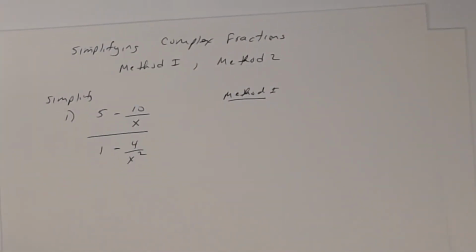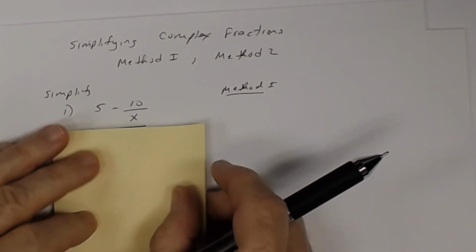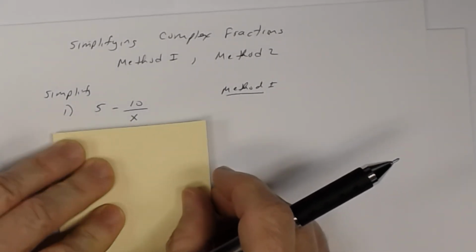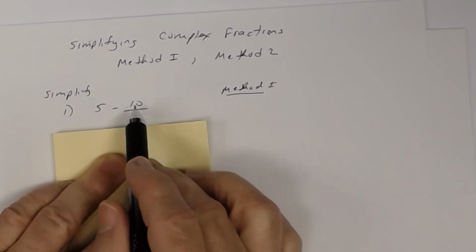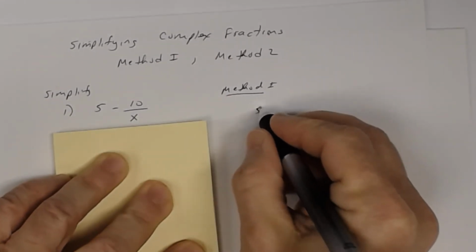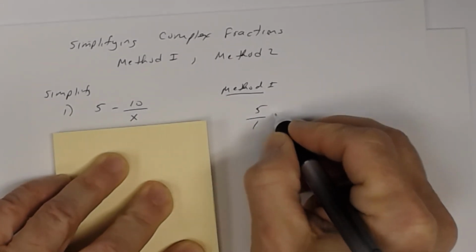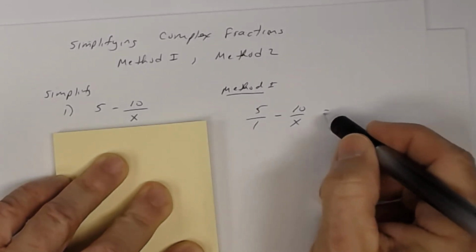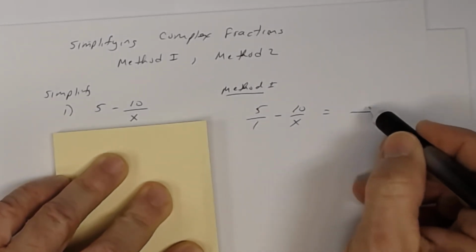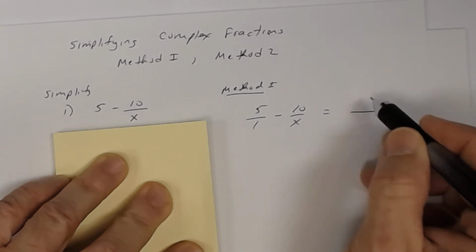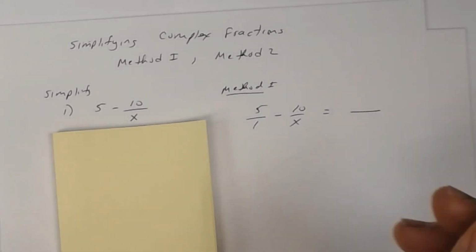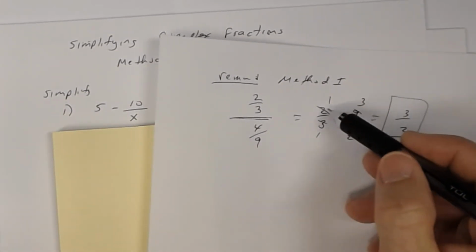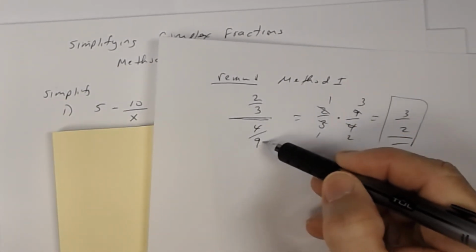Method 1 is going to involve this. Some of you may want to cover the denominator up so it doesn't confuse you. Method 1 means you take this numerator, 5, and rewrite it as 5 divided by 1 minus 10 divided by x. You want to get some rational expression, so one fraction divided by one fraction. You want it to look like this: one fraction divided by one fraction.